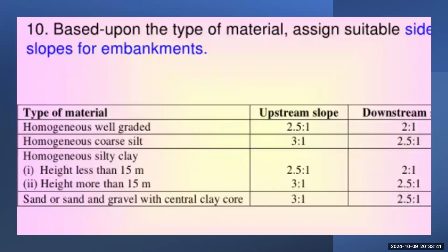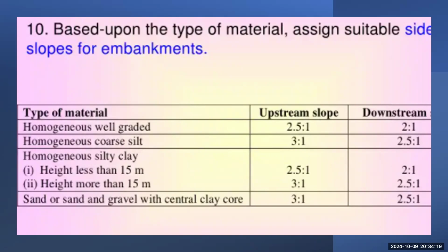If the type of material is homogeneous, well-graded material, then you are familiar with the term well-graded soil. So if it is a well-graded soil, then the suggested upstream slope is 2.5 to 1 and downstream is 2 to 1. If it is a coarse silt, we are familiar with the term silt as a soil. And if it is a coarse silt, the suggested upstream slope is 3 to 1 and downstream is 2.5 to 1. So likewise, this table provides information for deciding the slopes.